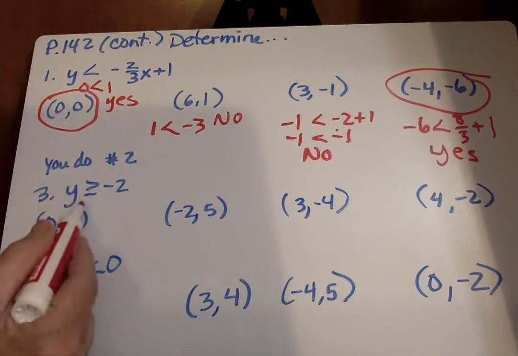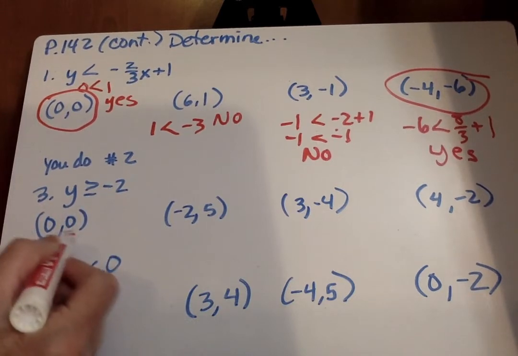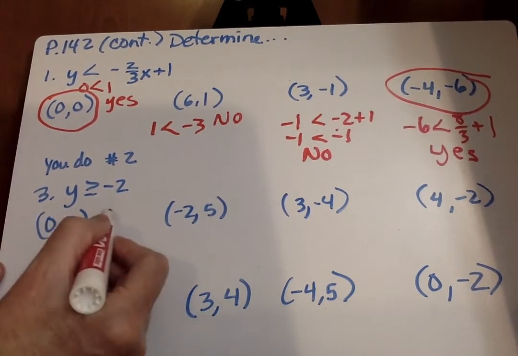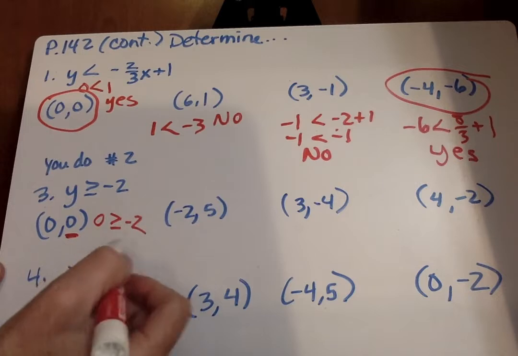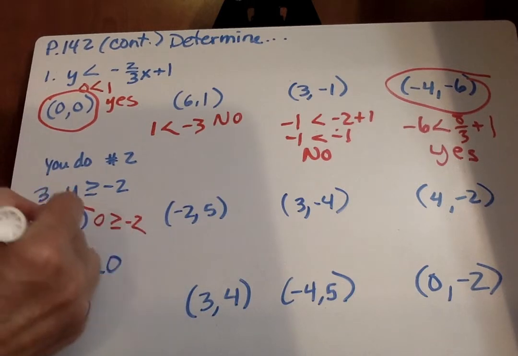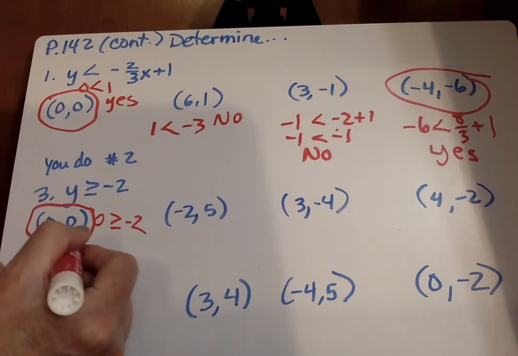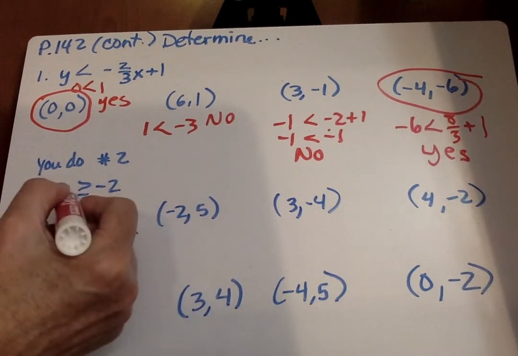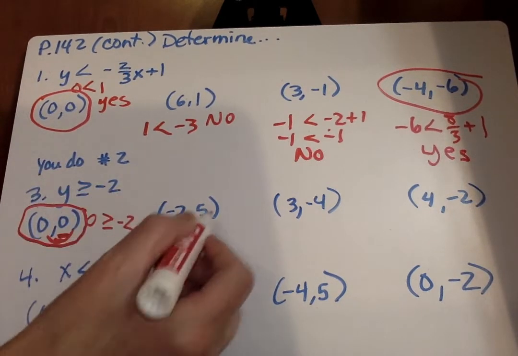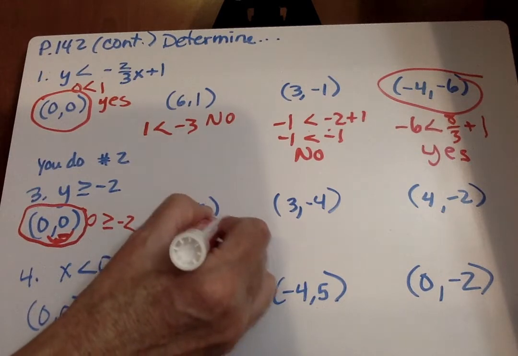Is y greater than or equal to negative 2? Here's my y. Is 0 greater than or equal to negative 2? And the answer is yes. So this is a solution right there. I can put a happy face there because we're happy. 5. Is 5 greater than or equal to negative 2? No. So this one's not a solution.